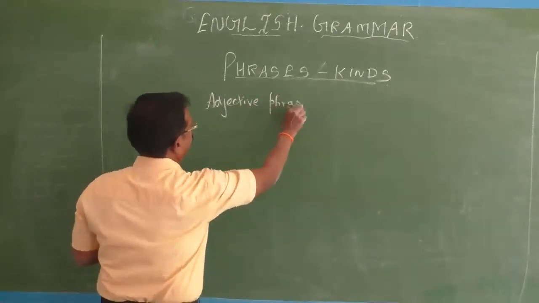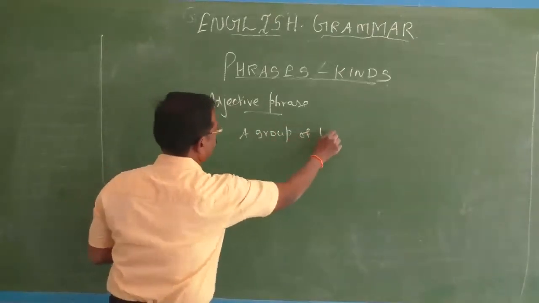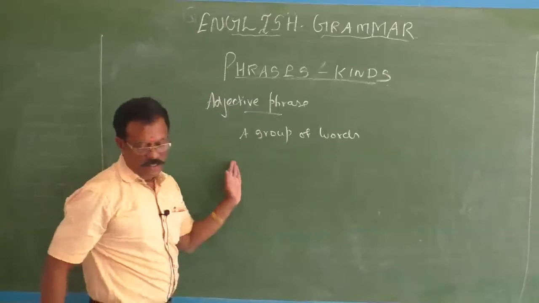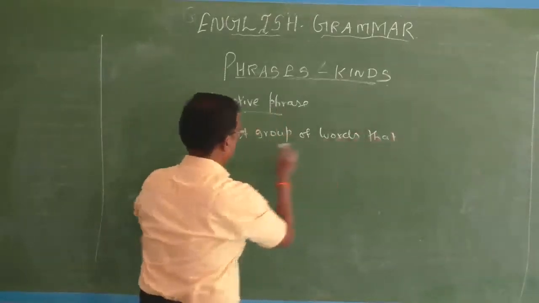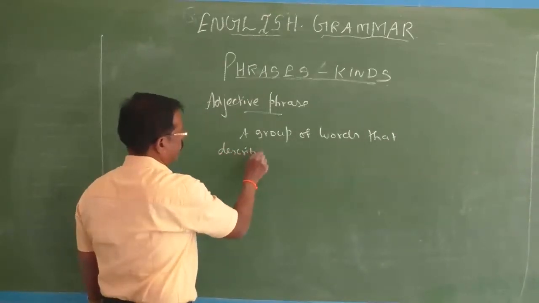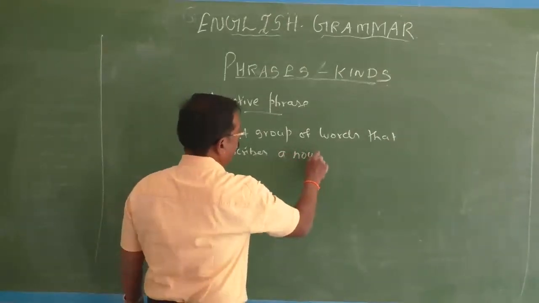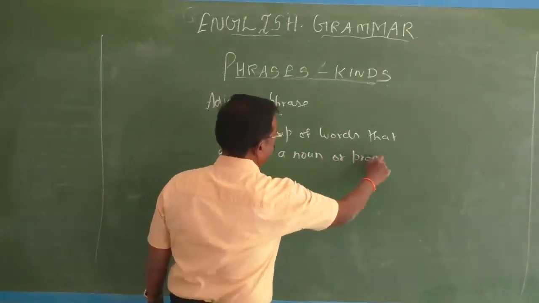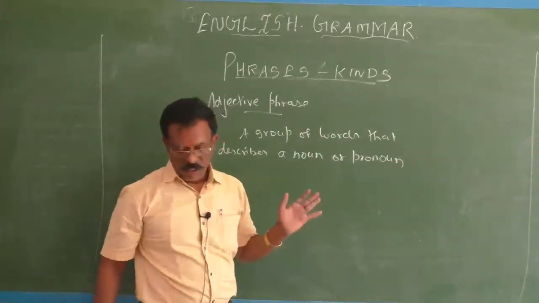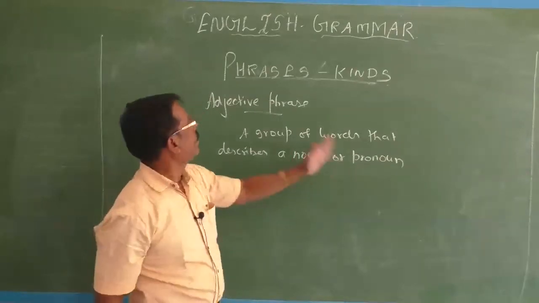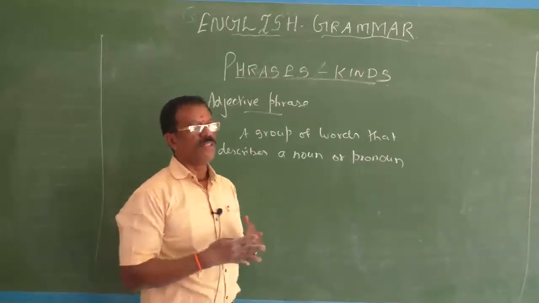Adjective phrase. What is an adjective phrase? A group of words that describes a noun or pronoun in a sentence is called an adjective phrase. Simply, you can say an adjective phrase does the function of an adjective.